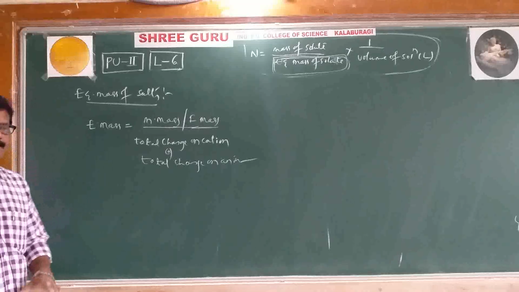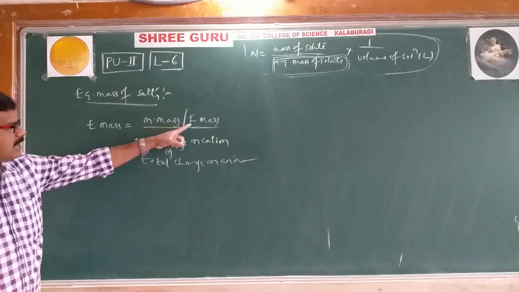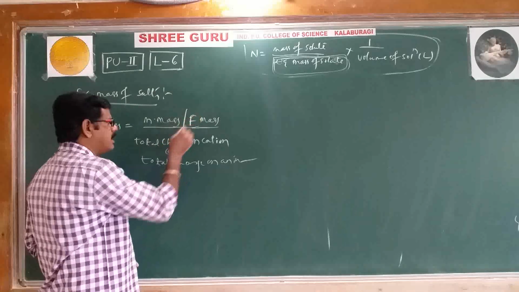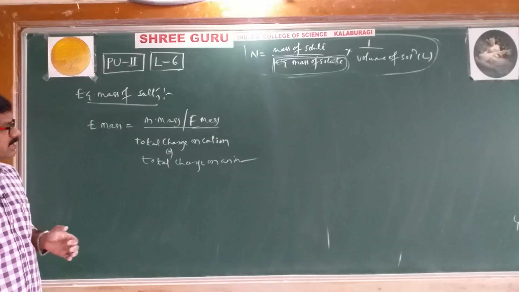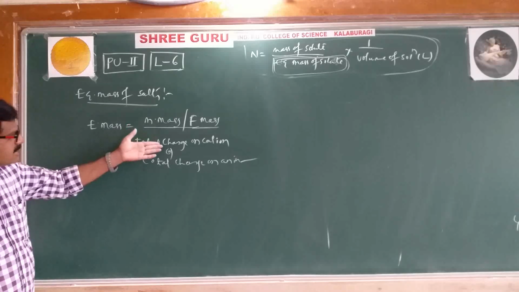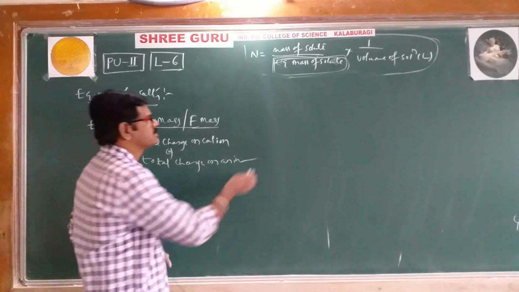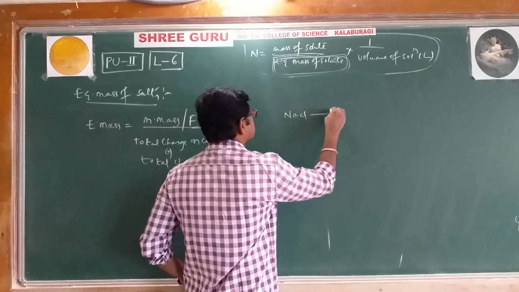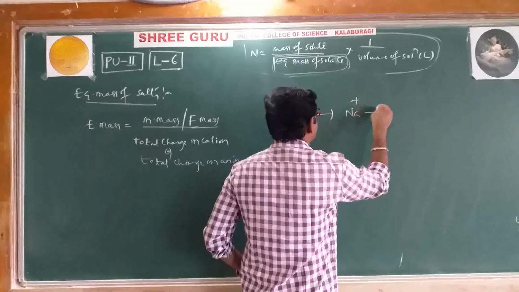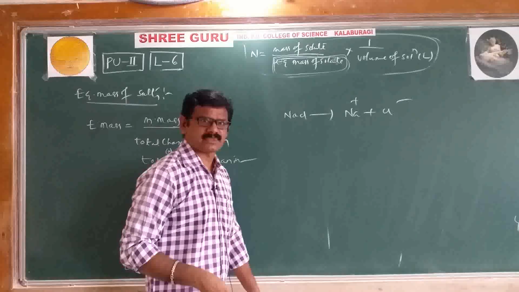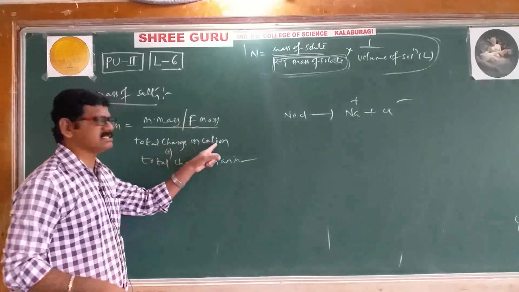That's it. Okay, equivalent mass for a salt is molar mass or formula mass divided by the total charge on the cation or the total charge on the anion. So what is this total charge? See here, suppose sodium chloride is a salt. If it dissociates, you will get a sodium ion and a Cl minus ion. What is our formula? Total charge on cation.